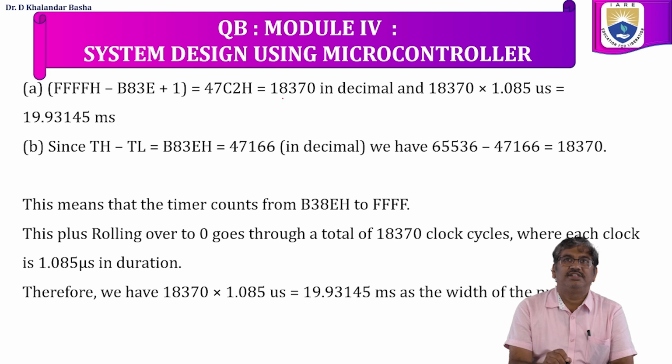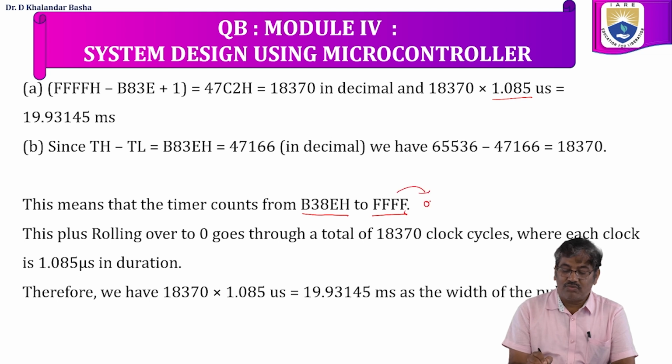In decimal, it is equivalent to 18,370. So for 1 clock pulse, the time period is equivalent to 1.085 microseconds. Multiply this with the number of counts taking place, which provides 19.93145 milliseconds. So when the count starts from B380H, every pulse it will be incremented until FF.